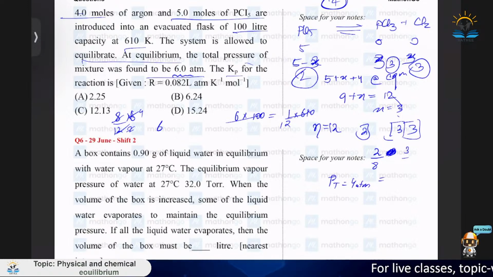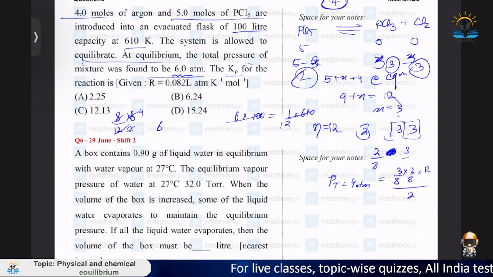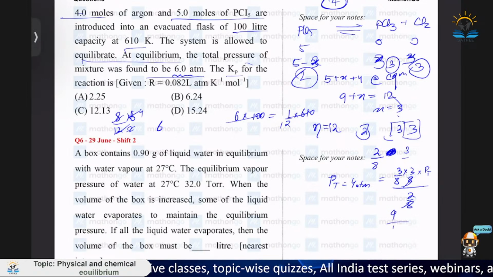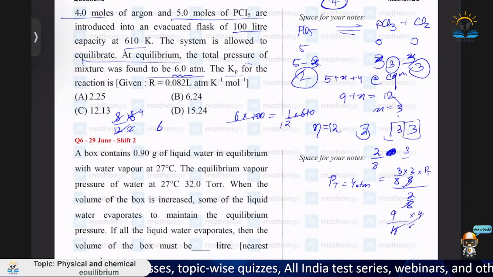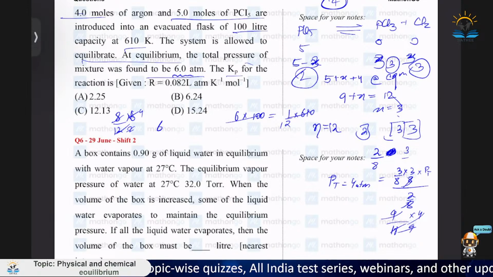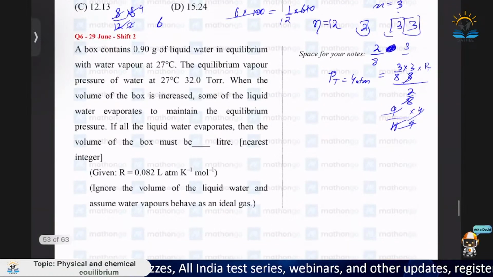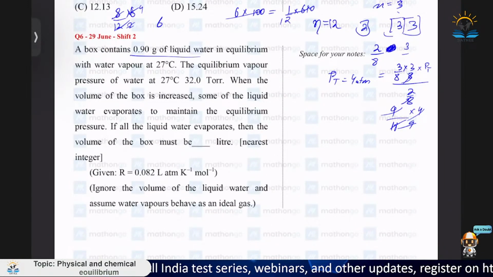Therefore, 3 by 8 into 3 by 8 into PT upon 2 by 8. 8 to 8 you cut down. 3 3 is 9, 8 to 16 into 4. So 9 by 4 is 2.25. That is the answer. Next, a box contains 0.9 gram of liquid water.